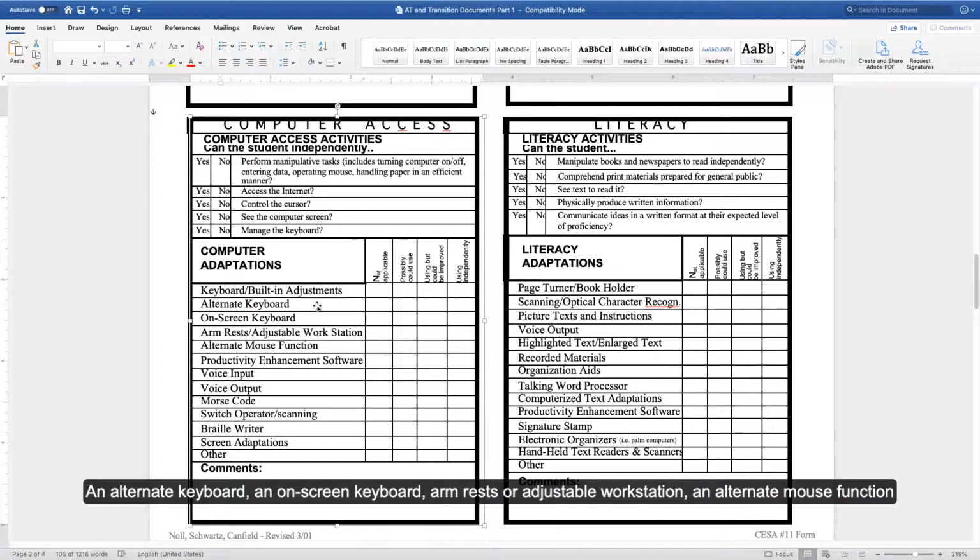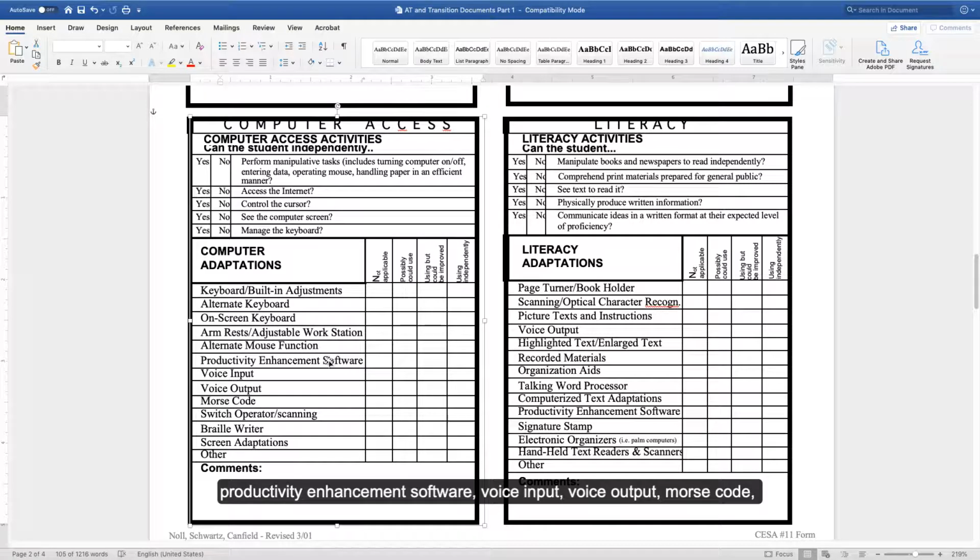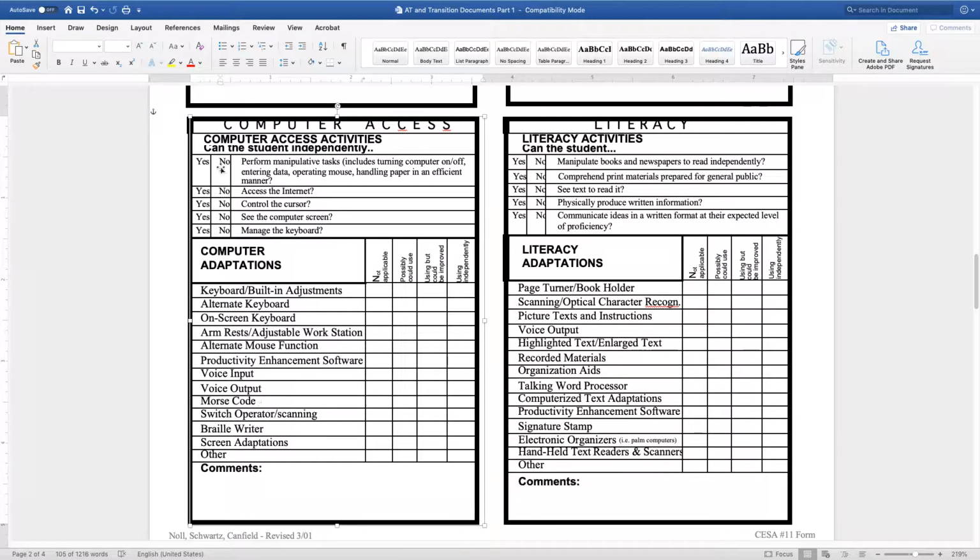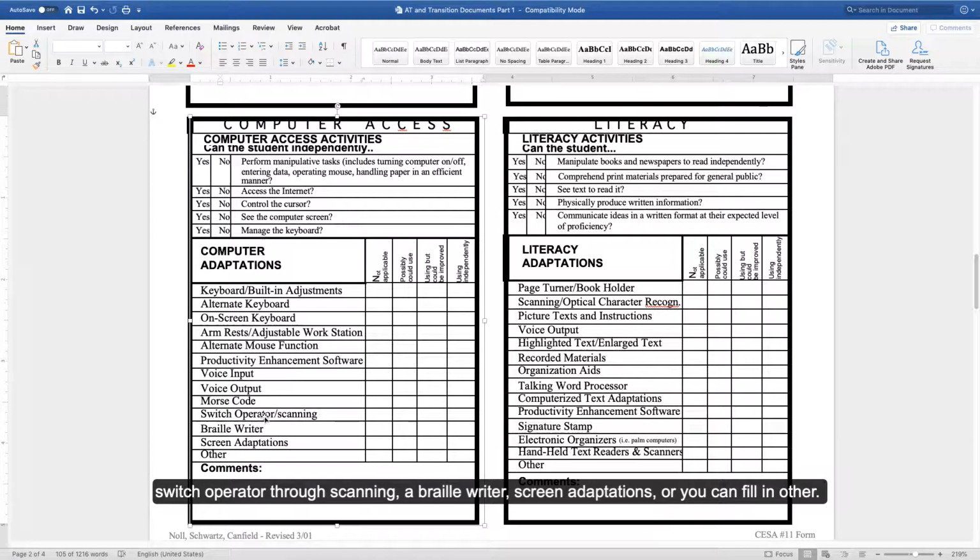An alternate keyboard, an on-screen keyboard, armrests or adjustable workstation, an alternate mouse function, productivity enhancement software, voice input, voice output, Morse code, switch operator through scanning, a braille writer, screen adaptations, or you could fill in other.